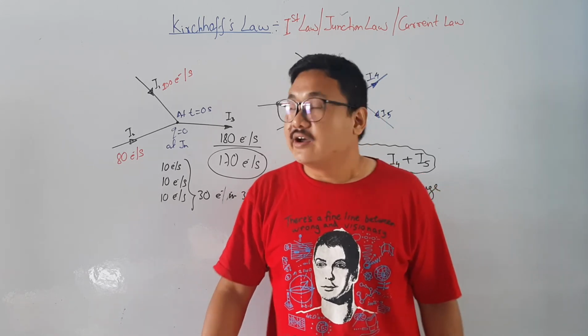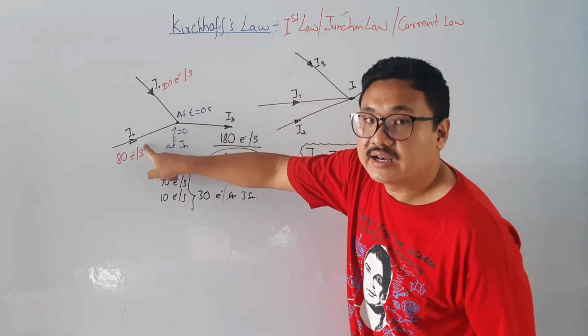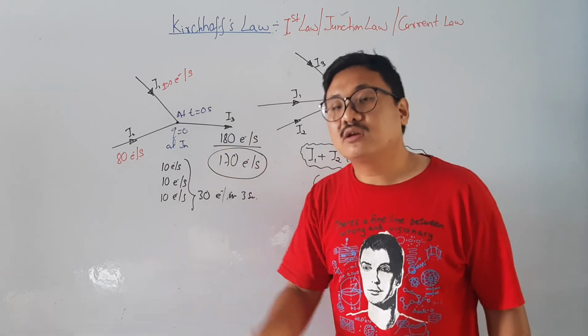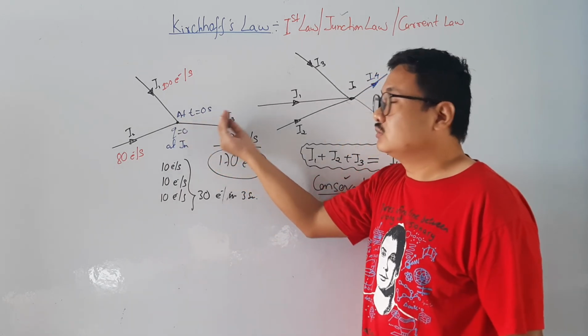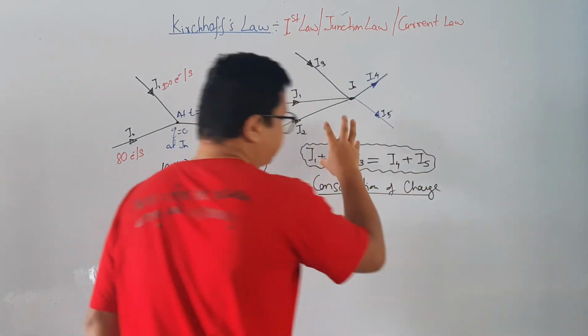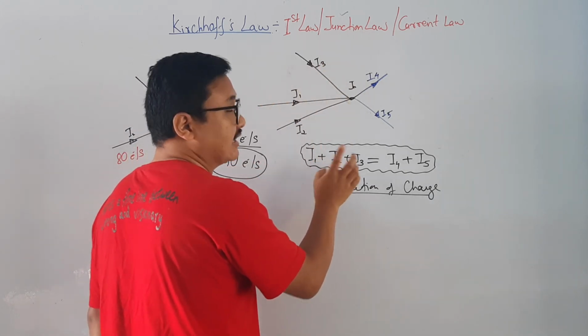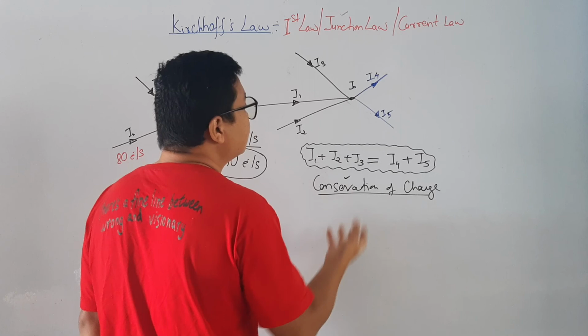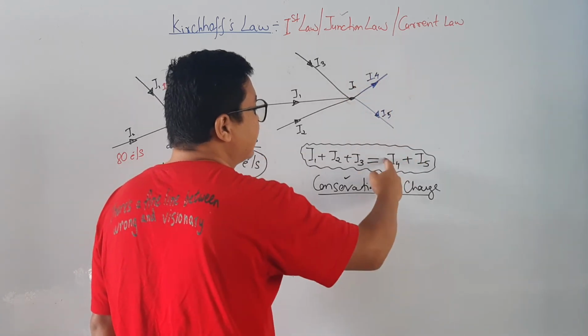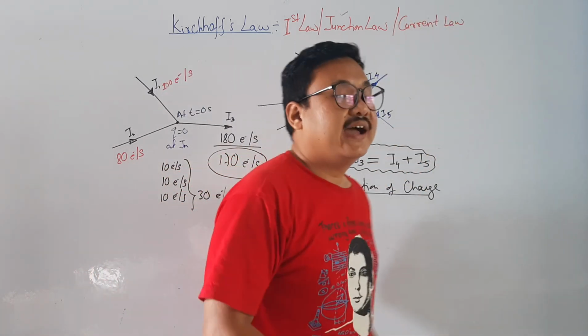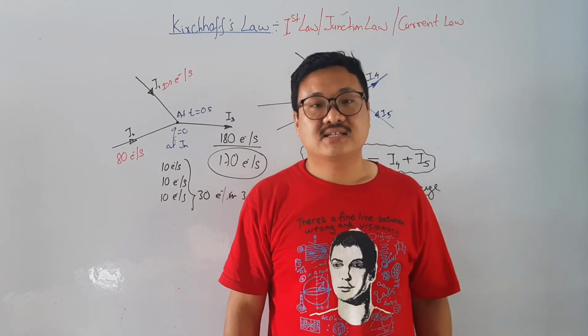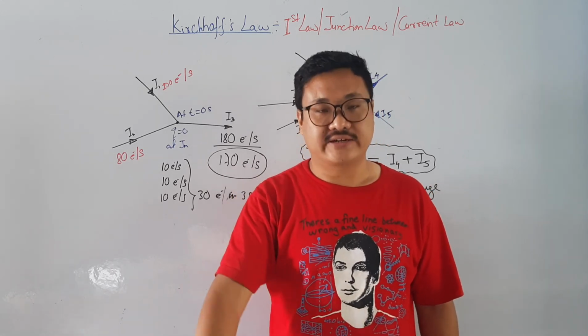That is why the sum of all the incoming currents has to be equal to the sum of all the outgoing currents. The sum of all the incoming currents I1, I2 and I3 is always equal to the sum of all the outgoing currents I4 and I5, and so on. In the next lecture we study Kirchhoff's second law. Thank you.